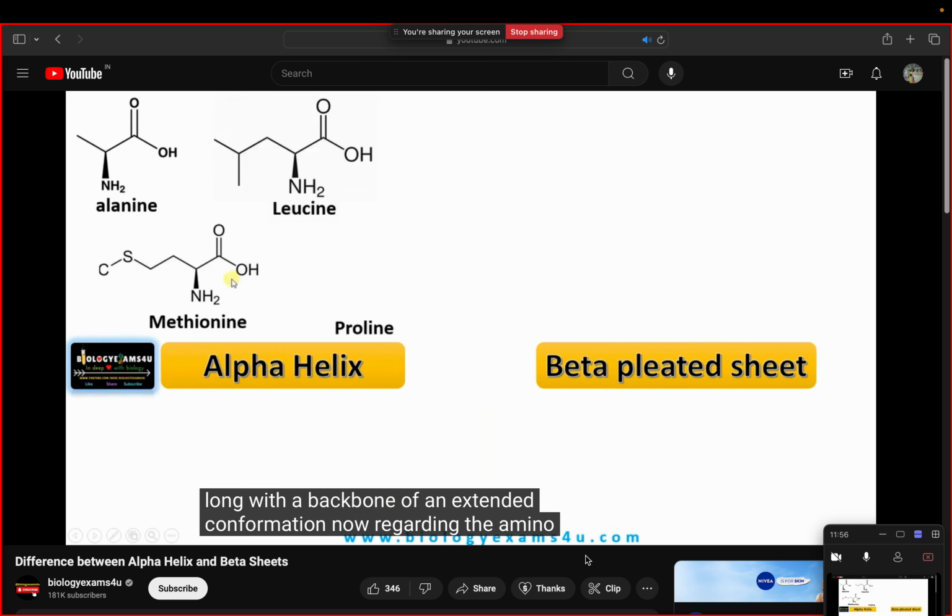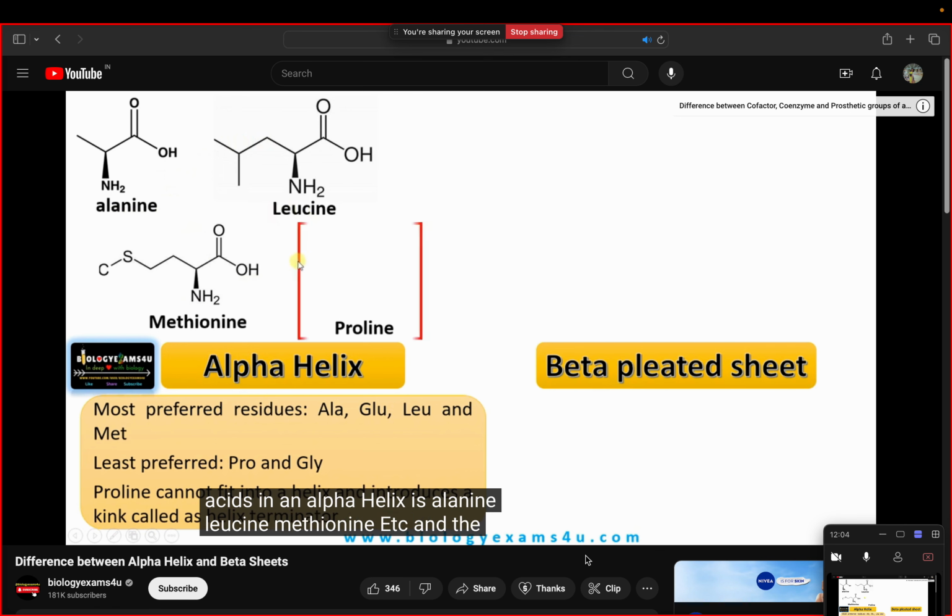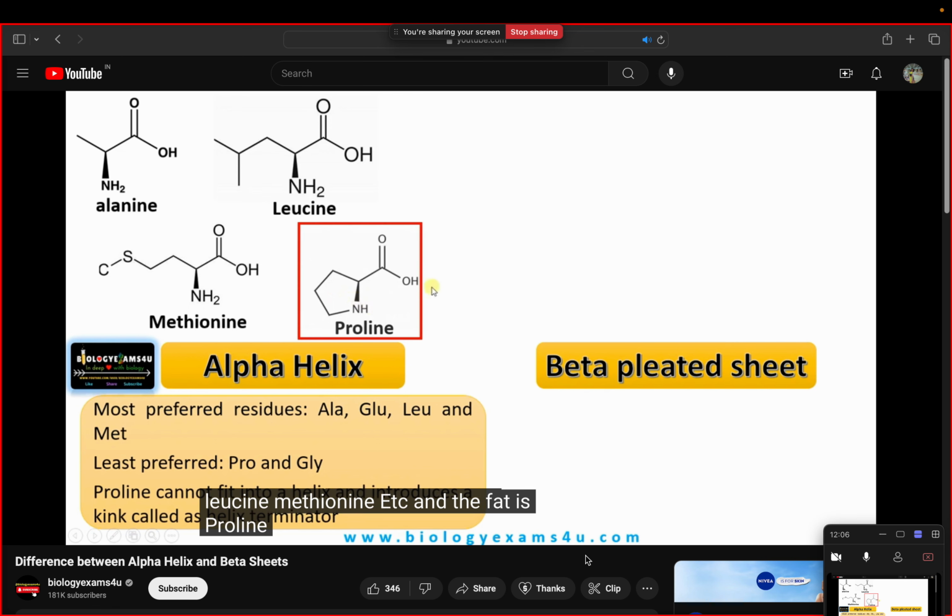Now regarding the amino acids involved. The most preferred amino acids in an alpha helix are alanine, leucine, methionine, etc. And the least preferred is proline, then bulky amino acids like tryptophan, tyrosine, glycine, etc. Proline cannot fit into this helix, it is very difficult to form the bond and it introduces a kink, therefore proline is often called a helix terminator.